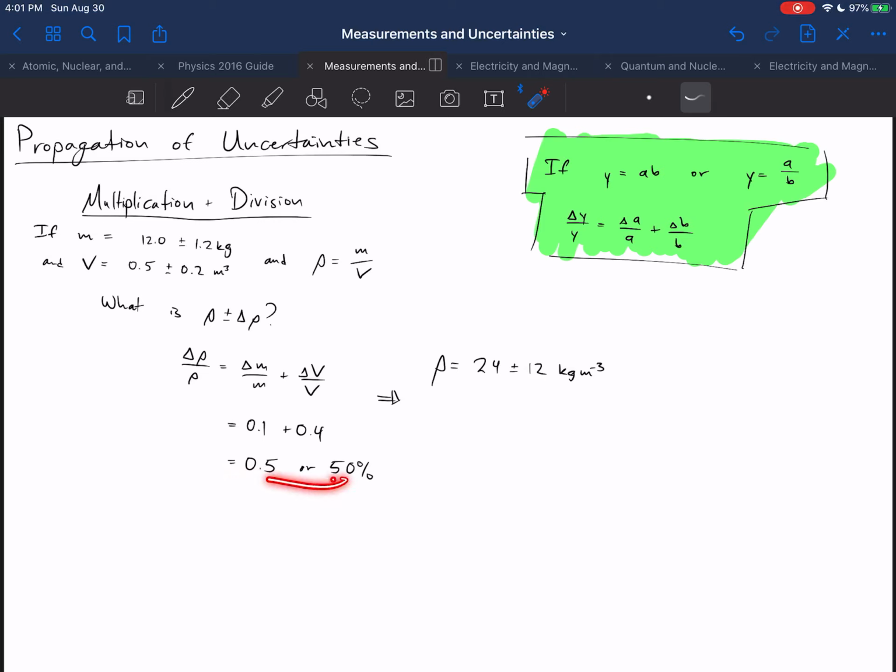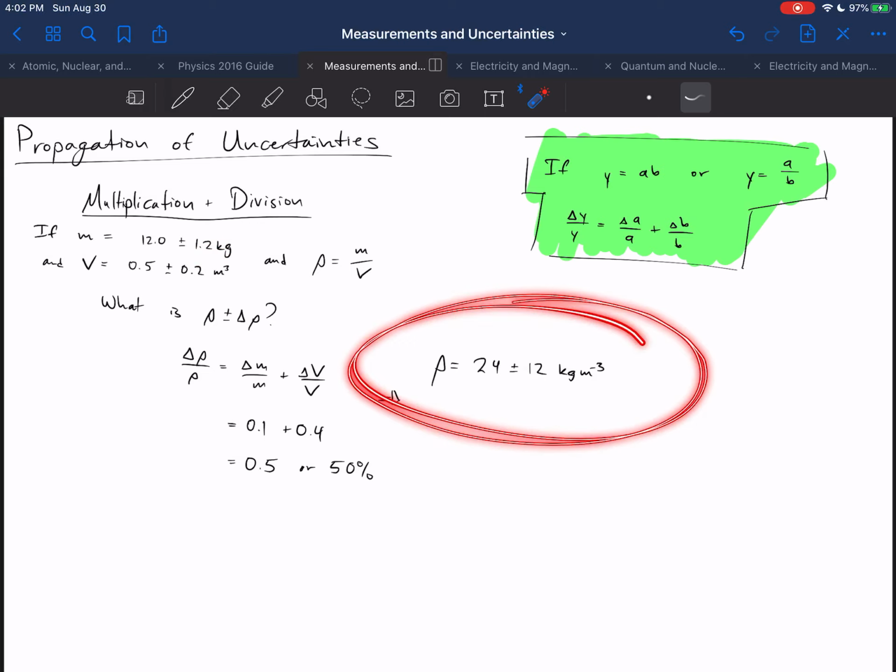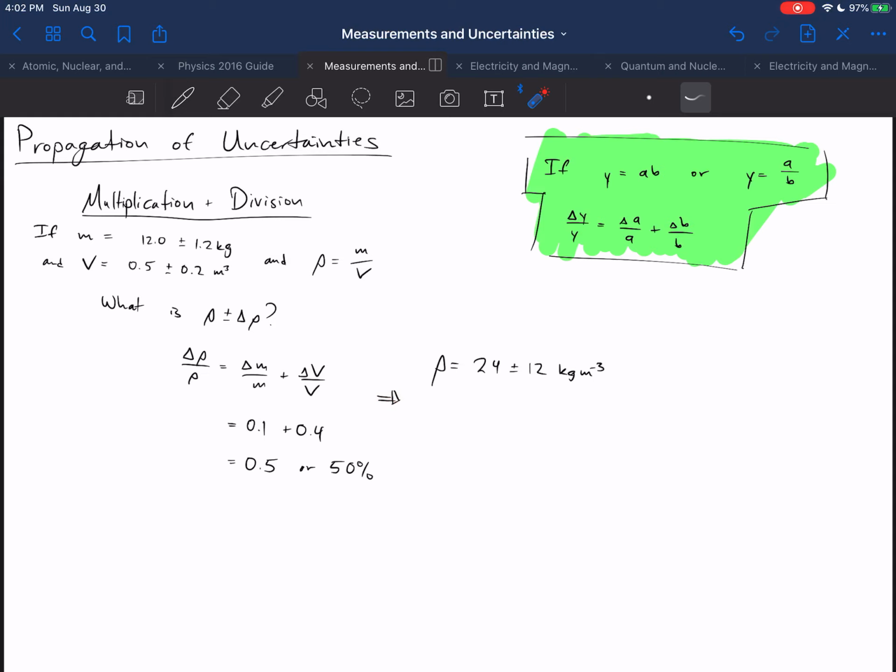Written as a percentage, that is 50%, which means that your final density is this mass divided by this volume. 12.0 divided by 0.5 is 24, plus or minus 12 kilograms per meter cubed. It's actually very clear in the calculation which measurement causes this pretty massive uncertainty. Most of the uncertainty is coming from the volume. You can see that the uncertainty on the volume is 40% of the value of the volume itself, and the uncertainty on the mass is only 10% of the value of the mass. So most of the uncertainty on that final value is coming from the uncertainty on the volume itself.